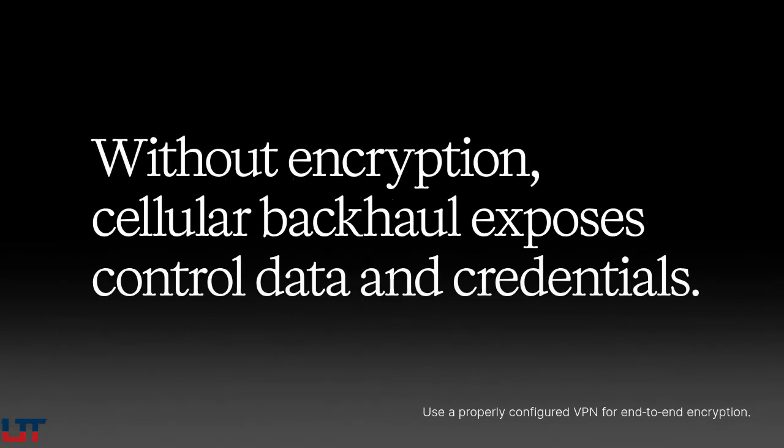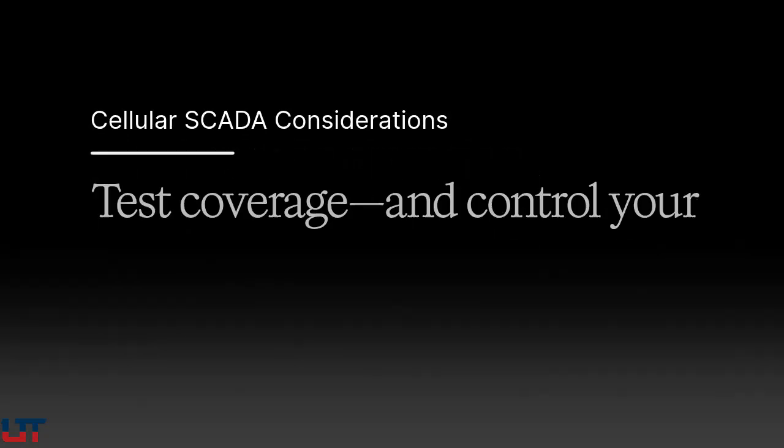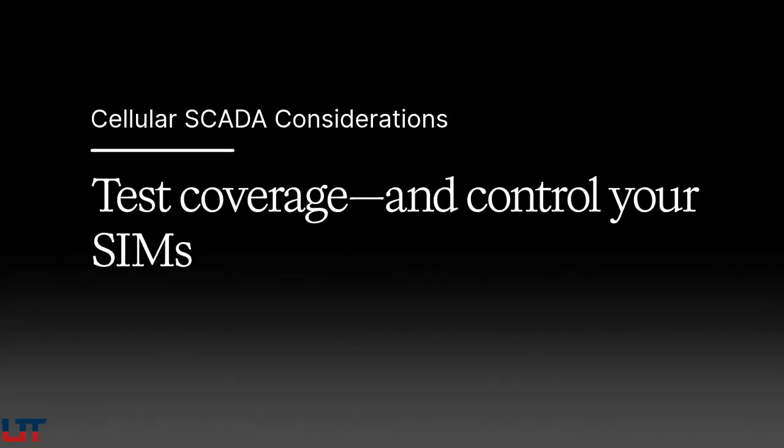Cellular traffic crosses a public mobile network. Without encryption, the control data and any credentials are exposed in transit, and the cellular path provides a network entry point into the RTU. With a properly configured VPN, the communication is encrypted end-to-end, and the cellular network sees only encrypted tunnel traffic. A few considerations specific to cellular.